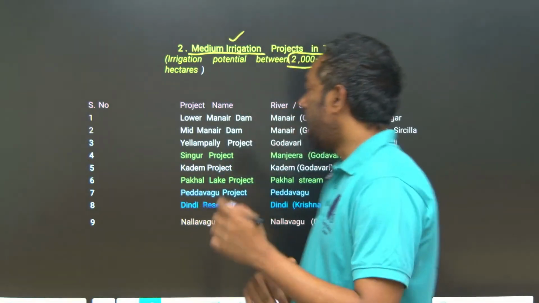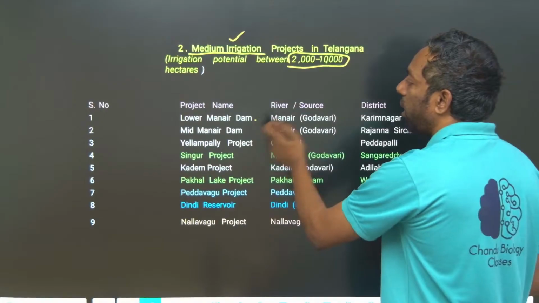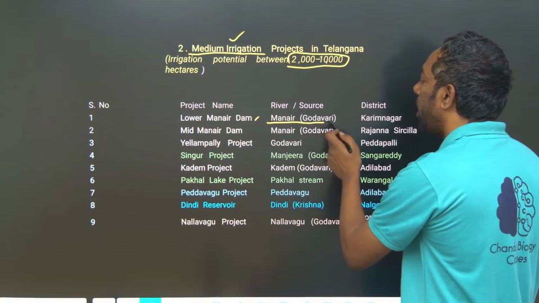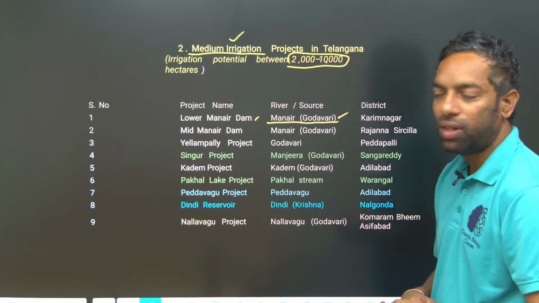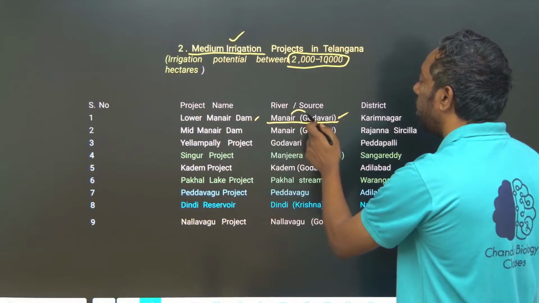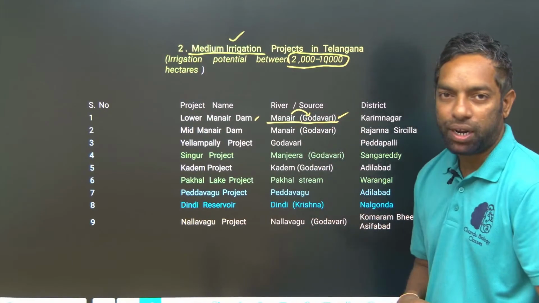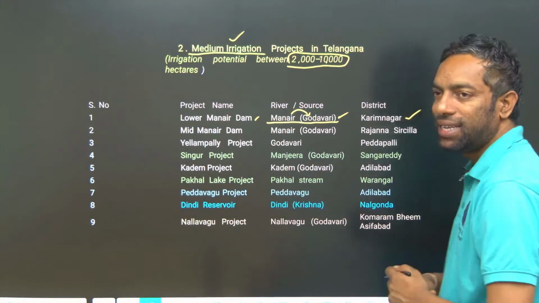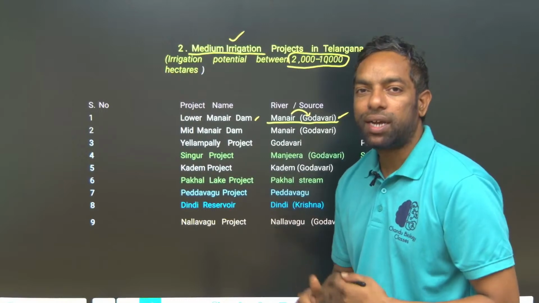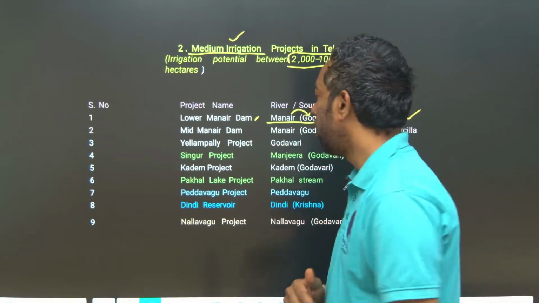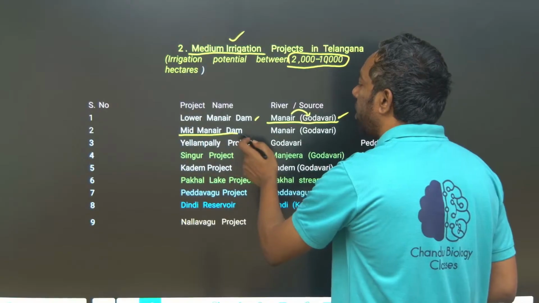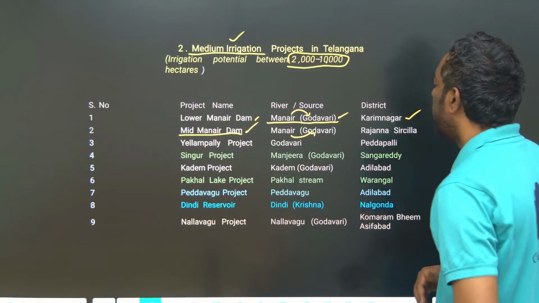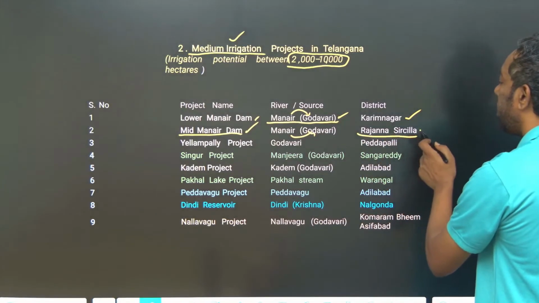And medium is Lower Maner Dam. Lower Maner Dam is on the Maner, a Godavari tributary. The district is Karimnagar. The location of this project is Karimnagar. Then Mid Maner Dam, which is also on the Godavari tributary Maner, and is in Rajanna Sirisilla.